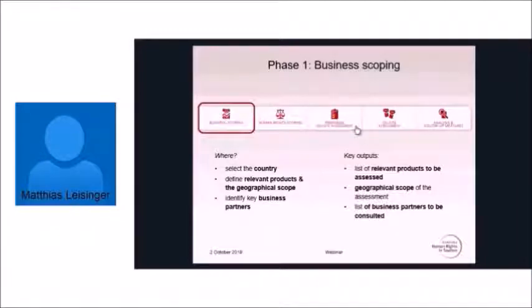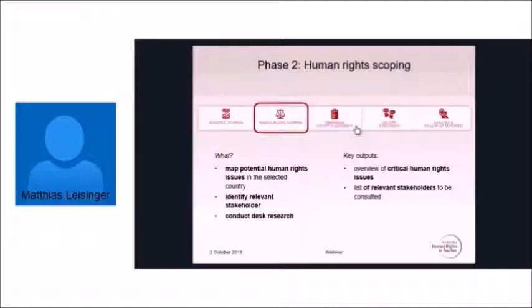Then we mapped out the whole stakeholder landscape in the two destinations to get a good overview of the business sector partners. But this whole business scoping is part, as I said, of the first webinar, which is also available online on the Roundtable website. Then after conducting this business scoping, we followed the methodology that is also described in the blueprint for the human rights scoping.